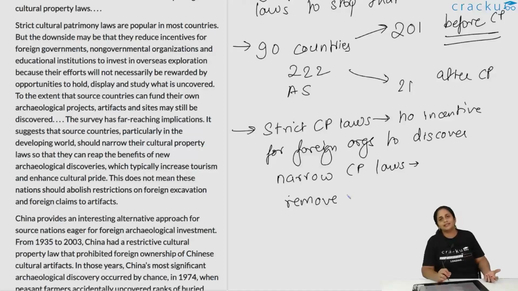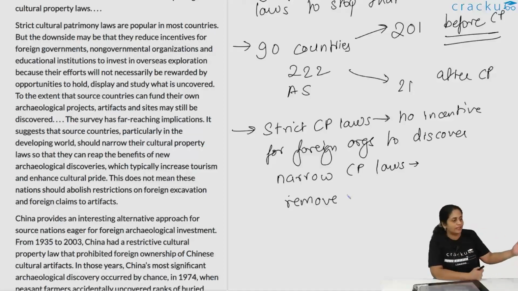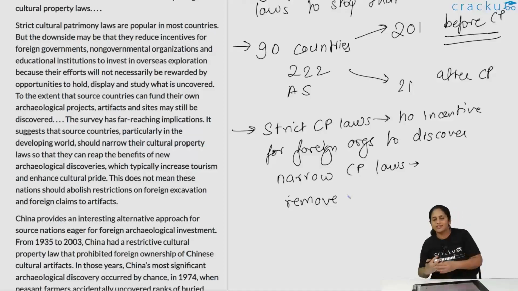So what exactly he is saying? Currently you are not allowing them to even hold or display the particular item or study it also. So give some kind of leeway. Tell them that okay, you can hold it for a few years. You can use it to study it for a few years. You are not leaving the claim on that particular antique or cultural property, but you are giving them some incentive so that these guys will actually come and dig in your place. They have to actually fund those digging. No, why would they do that if whatever they discover is immediately taken out of their hands? They will not do that.